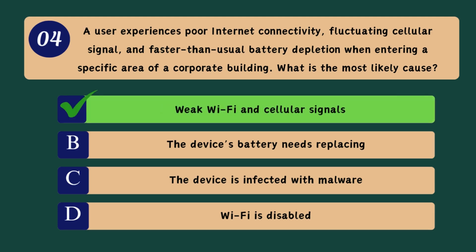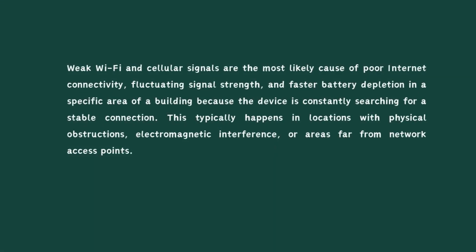Correct answer: A. Weak Wi-Fi and cellular signals. Weak Wi-Fi and cellular signals are the most likely cause of poor internet connectivity, fluctuating signal strength, and faster battery depletion in a specific area of a building because the device is constantly searching for a stable connection. This typically happens in locations with physical obstructions, electromagnetic interference, or areas far from network access points.